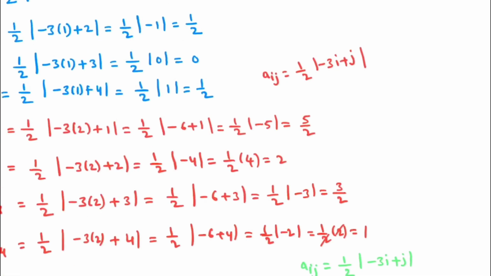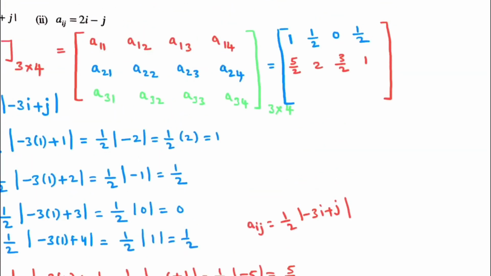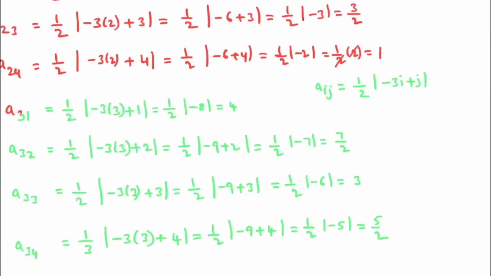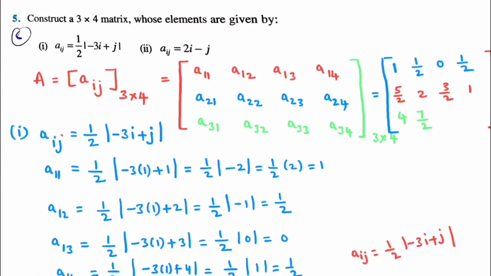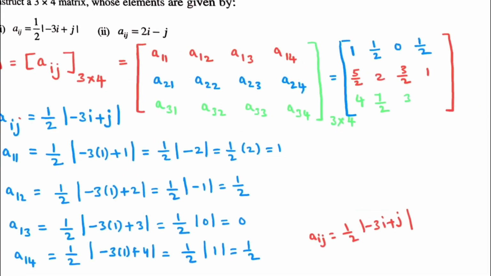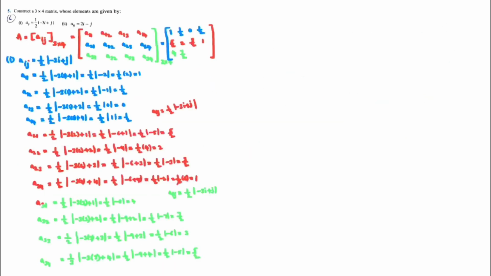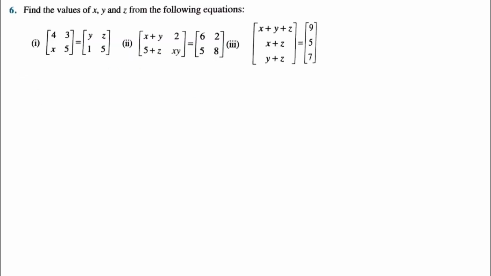4, 7 by 2. I'll write all these things here. 4 I got here. Next 7 by 2. Next what values we got? 3, 5 by 2. I hope you understand how to construct a 3 by 4 matrix when Aij is given. Right? Solution of this problem. Now we will move to the next one.